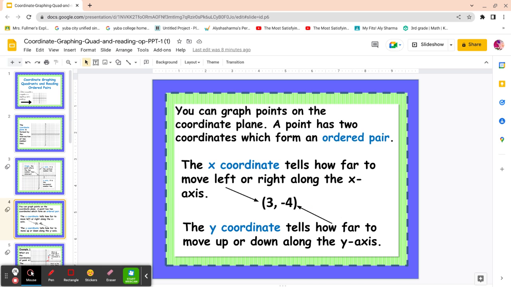Let's move on. So you can graph points on the coordinate plane. A point has two coordinates which form an ordered pair. The x-coordinate tells how far to move left or right along the x-axis. The y-coordinate tells how far to move up or down along the y-axis. For example, they have 3, -4 here as an example to tell you about it. And where's the x-coordinate and the y-coordinate?